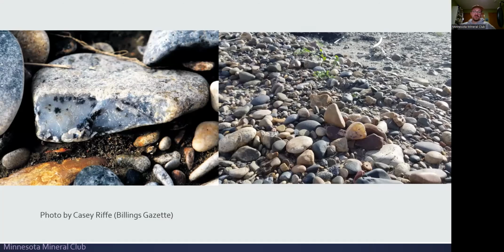So here's some more pictures of what to look for. The one on the left shows what we might call a window. Looking into it, you can see that roughened up husk on the outside, and then your dendrites in the middle. This one on the right is a photo that I took showing that glow that you can see when the sun is at the right angle. And it just really makes the agates stand out and literally glow at you.